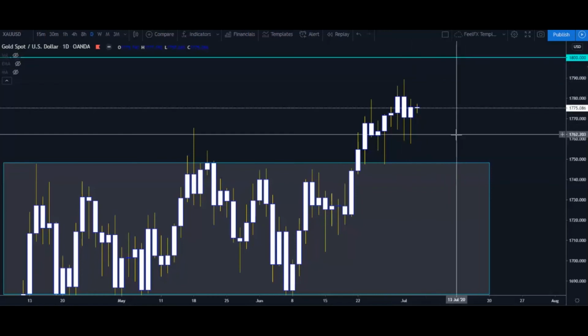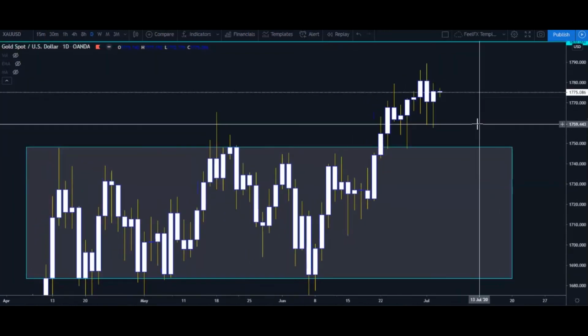So for now, I'm still bullish on gold. Why? Because of the fact that there are many risky factors involved at the moment. We have the pandemic, we still have some rioting, we also have the worries of a second wave of COVID-19, which might be impactful for this commodity.